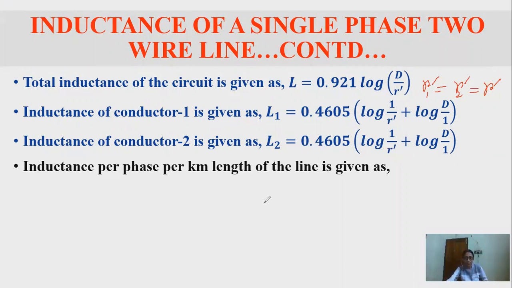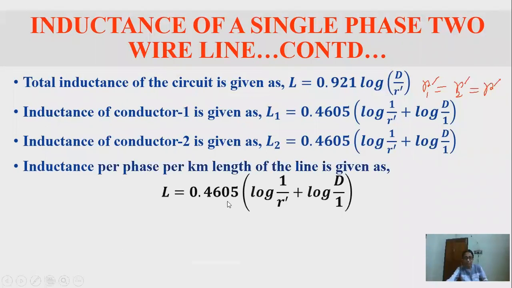So the inductance per phase per kilometer length of the line is written as L equals 0.4605 times (log 1 by R dash plus log D by 1). Just see here, there is one self part and another one is a mutual part. D comes in for the effect of mutual inductance.